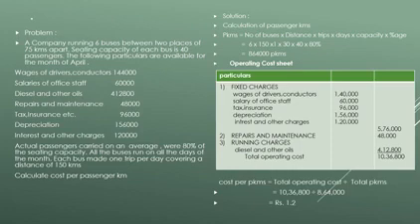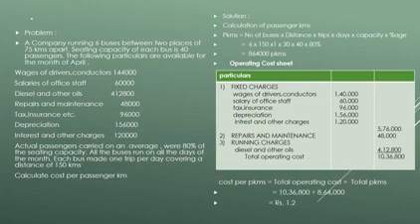Actual passengers carried on an average were 80% of the seating capacity. Assume all the buses run on all the days of the month. Each bus made one trip per day, covering a distance of 150 kilometers. Calculate cost per passenger kilometer.